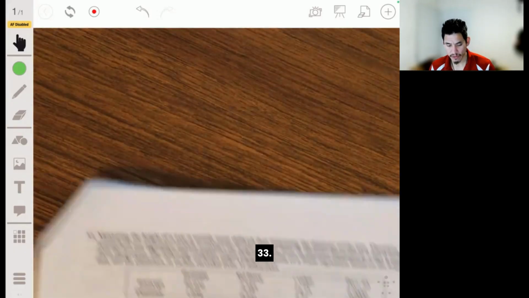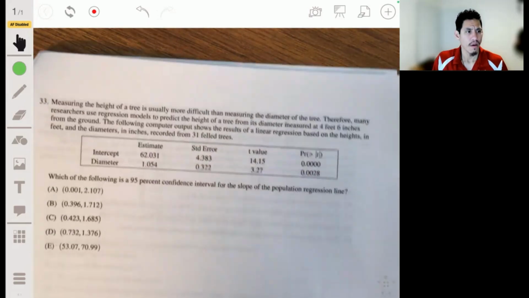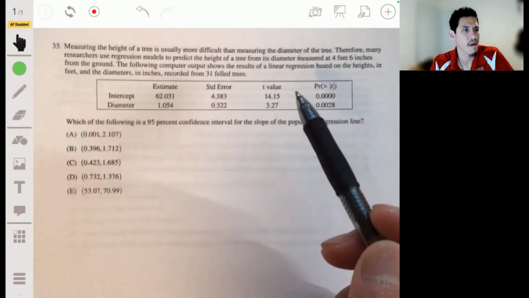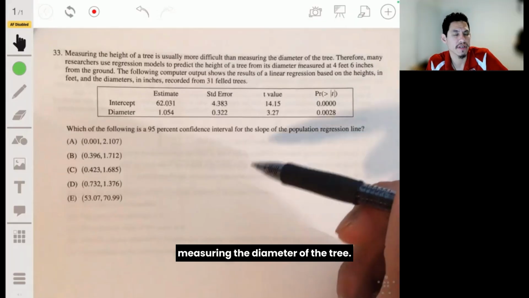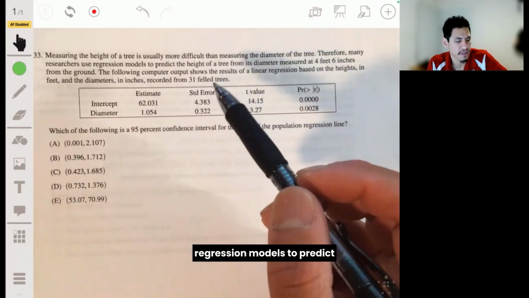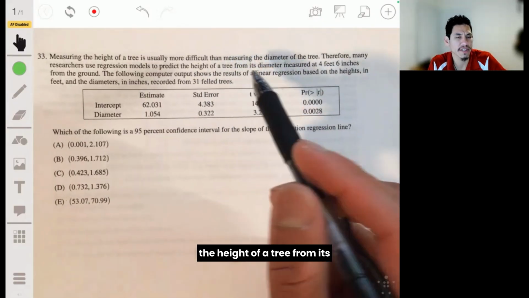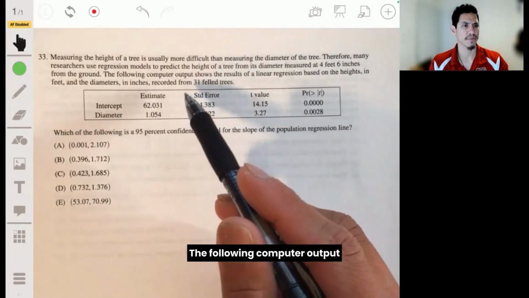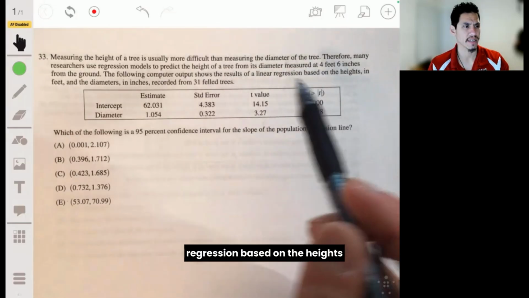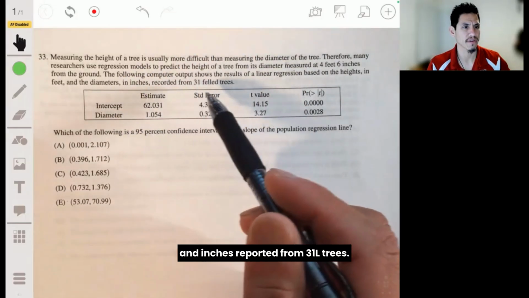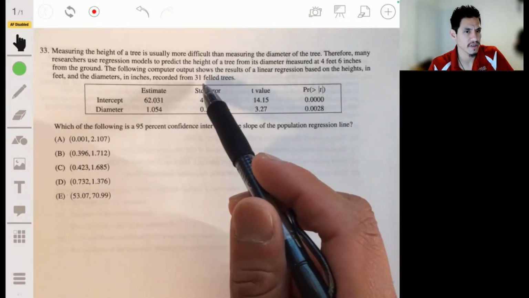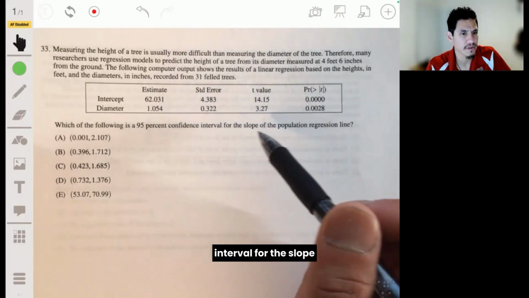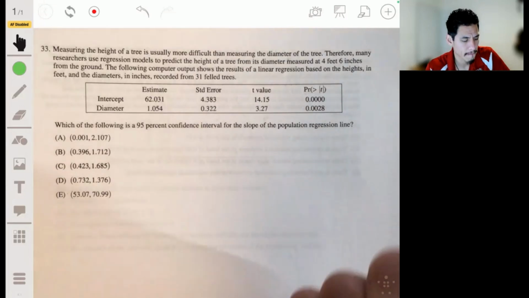All right, 33. Measuring the heights of a tree is usually more difficult than measuring the diameter of the tree. Therefore, many researchers use regression models to predict the height of a tree from its diameter, measured at 4 feet 6 inches from the ground. The following computer output shows the results of the linear regression based on the heights in feet and the diameters in inches recorded from 31 felled trees. Which of these will be a 95% confidence interval for the slope of the population regression line?